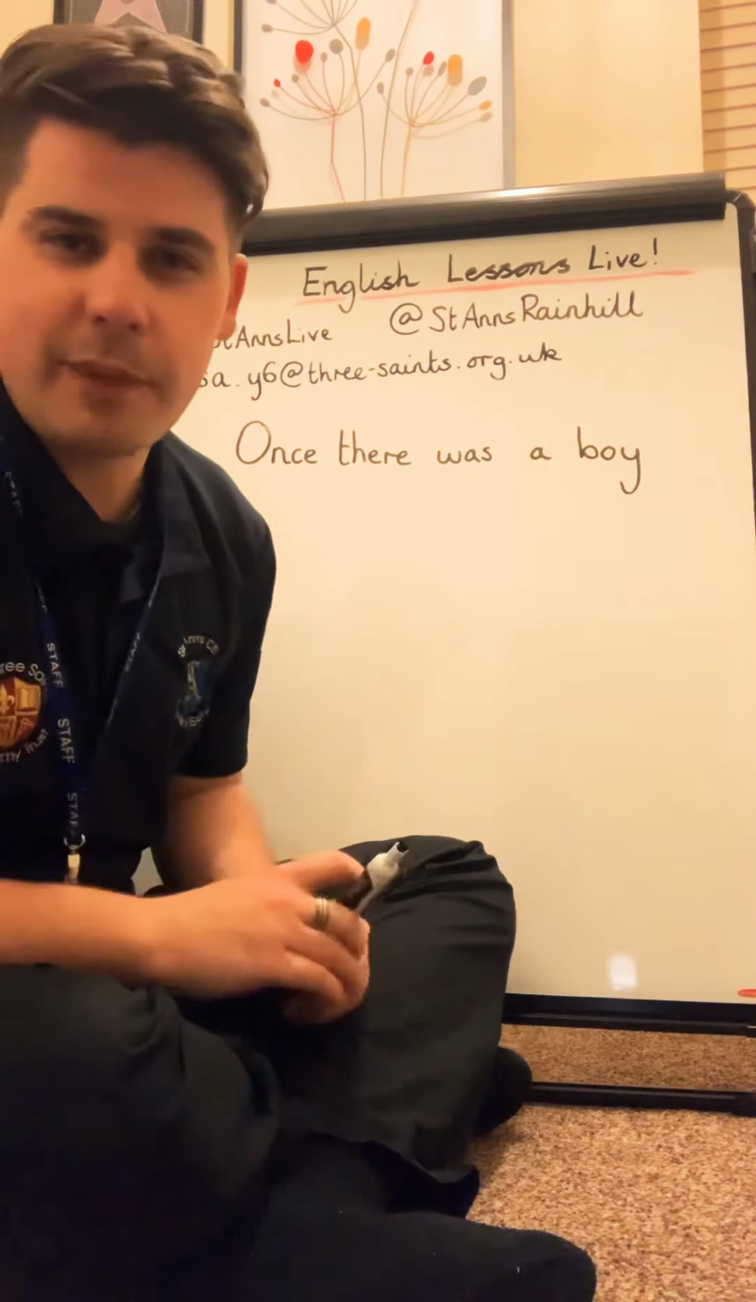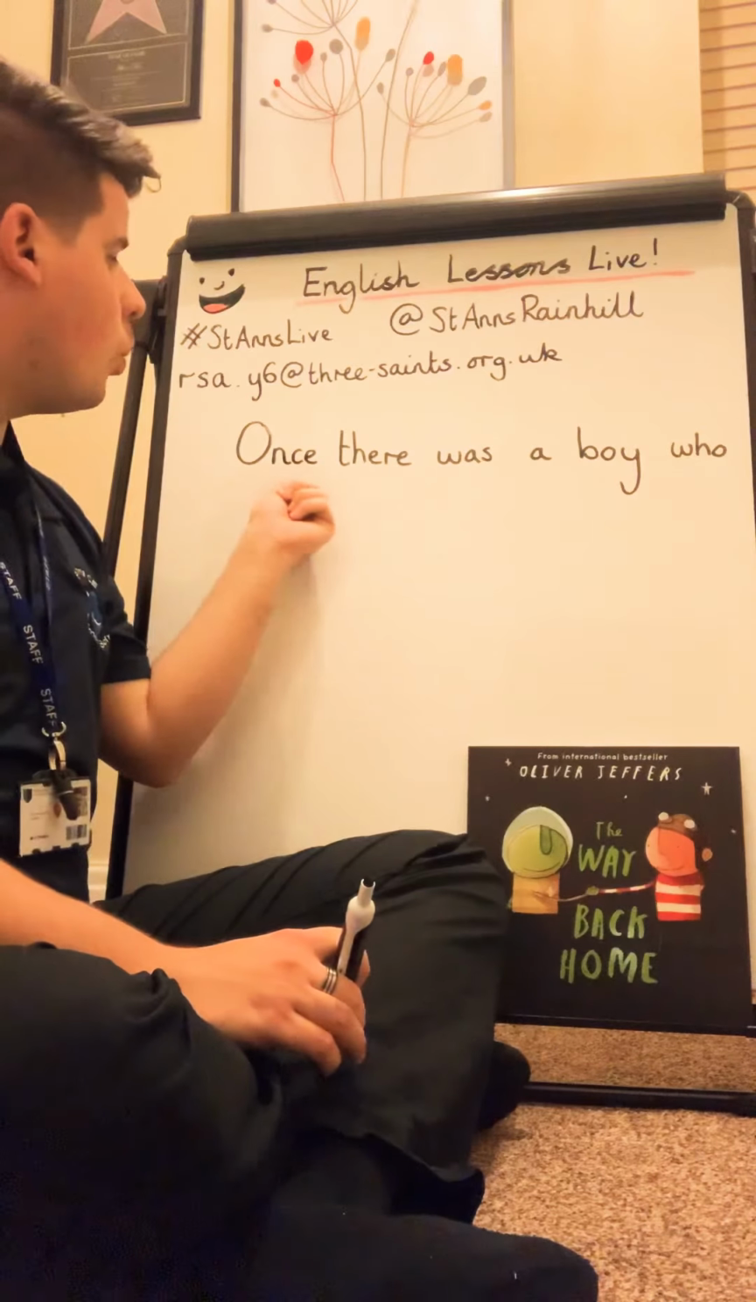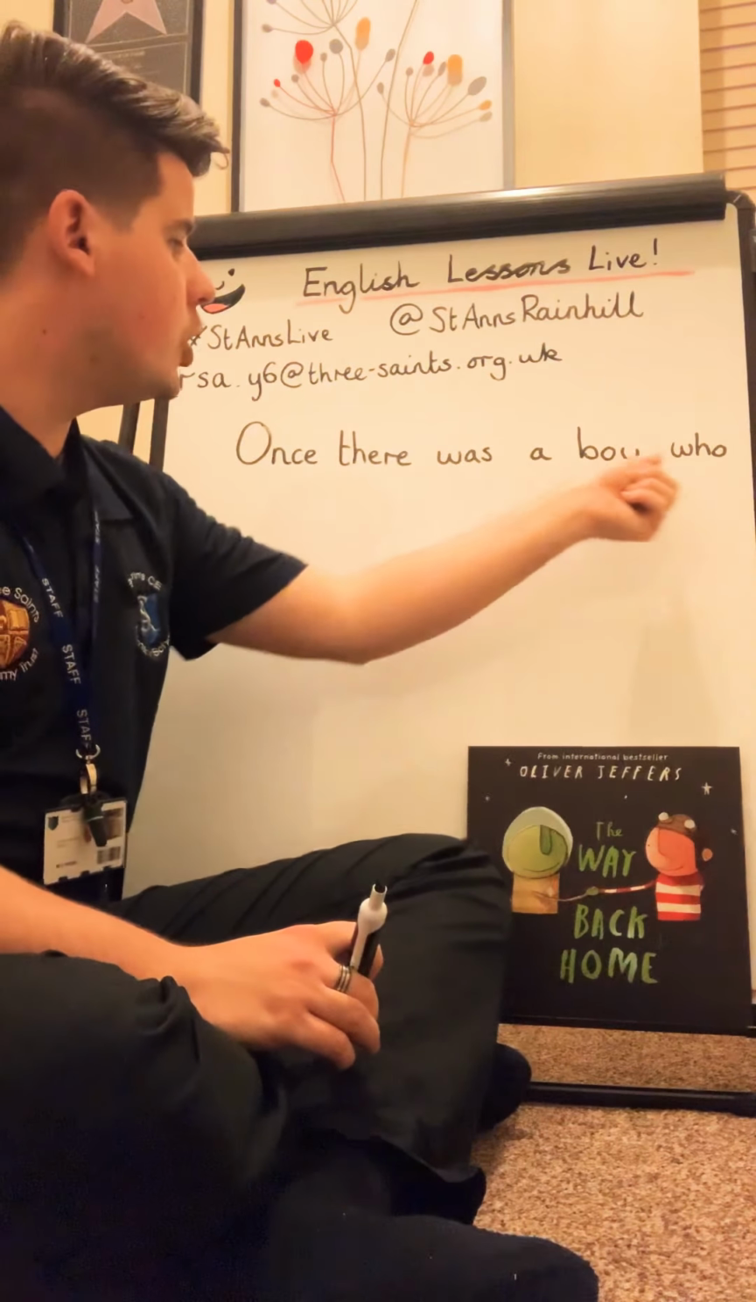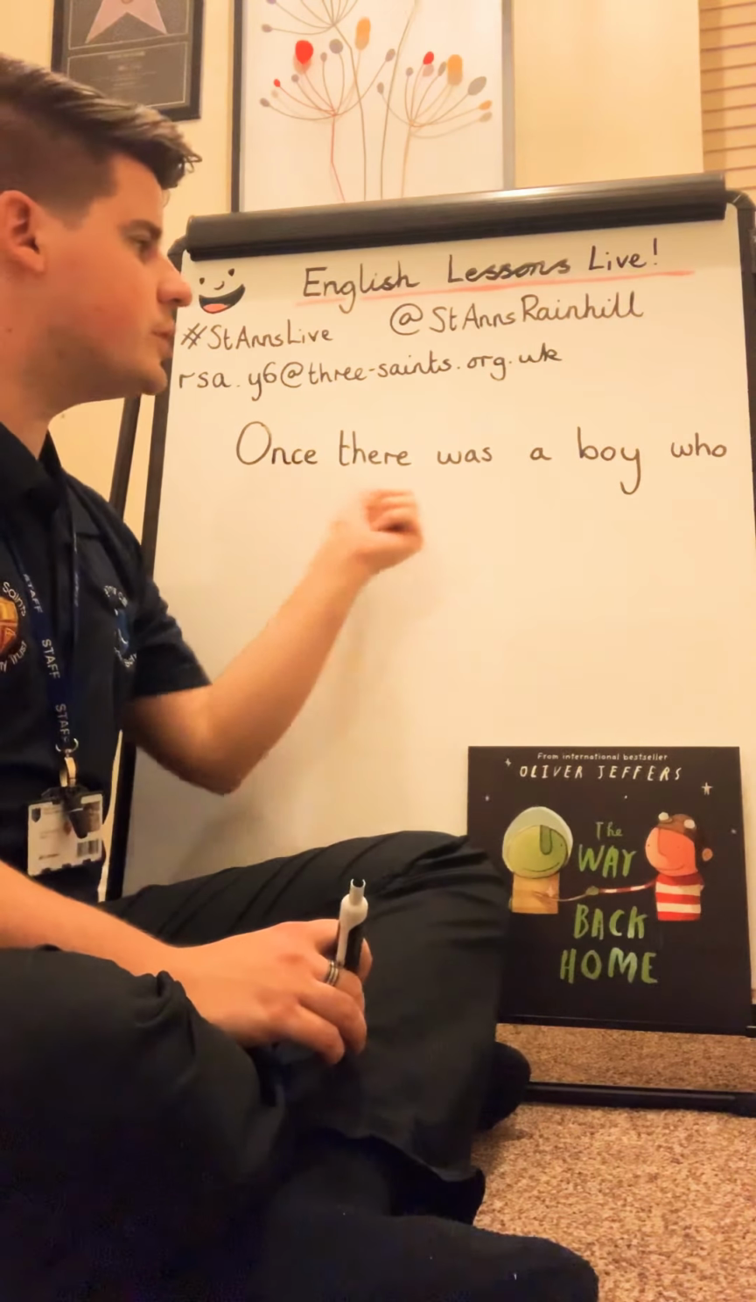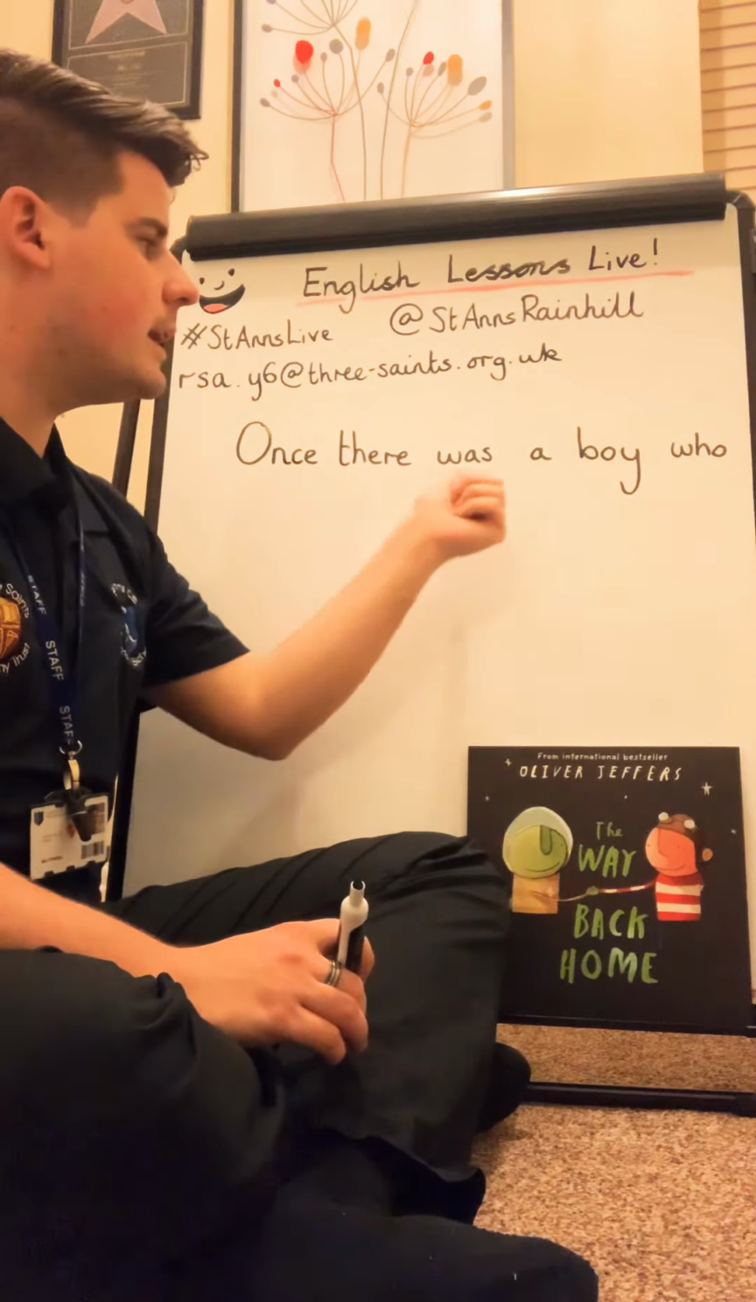I could put it in a few different ways. I could say, once there was a boy who loved investigating the world. I could say, once there was a boy who was bored of just sitting at home. I could say, once there was a boy who dreamed of going into space. Kind of any of those ideas. All of them are really good. What am I going to put?